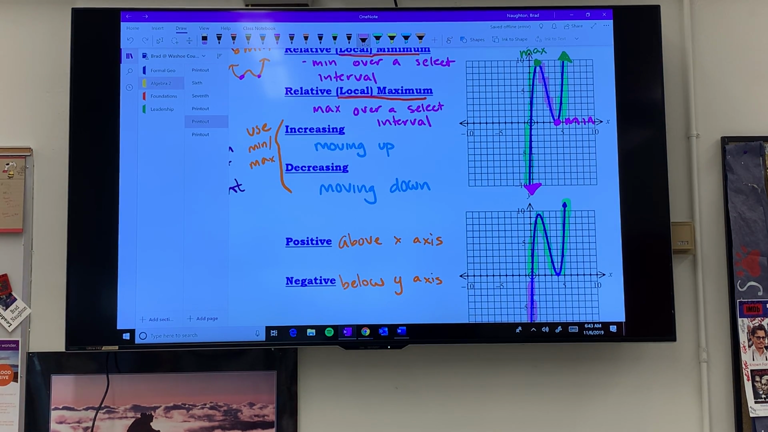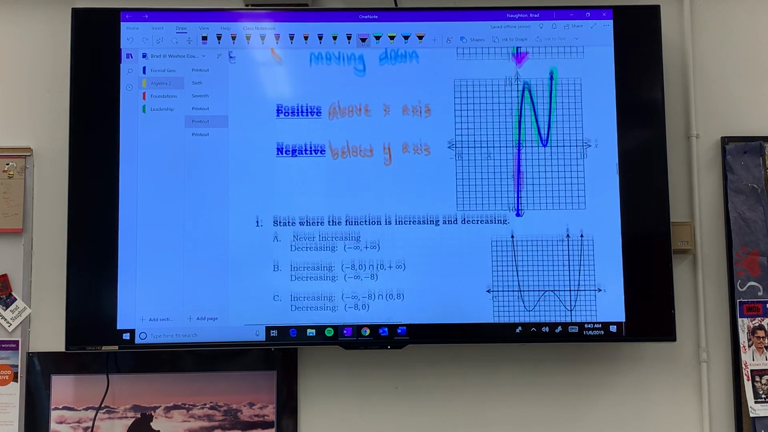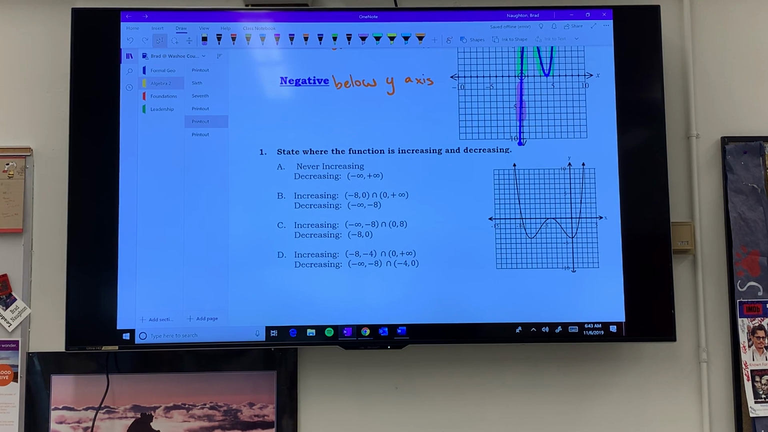So what we're going to do is look at a couple examples where we look at these positive or negative things. Cool? So, ladies and gentlemen, boys and girls, number one. Our first one is talking about increasing and decreasing. What I want you to remember is that these are the x values that we're going to be looking for in our answers.